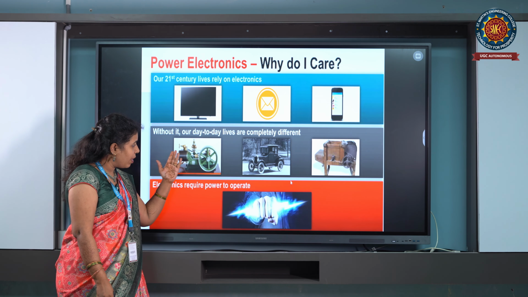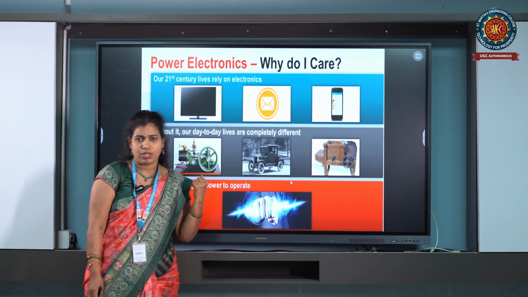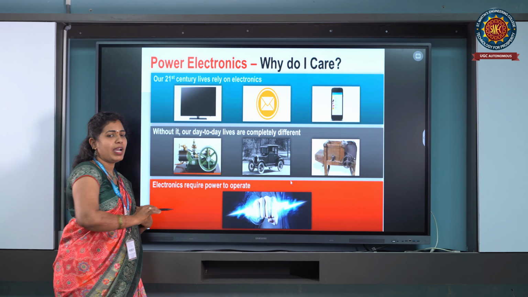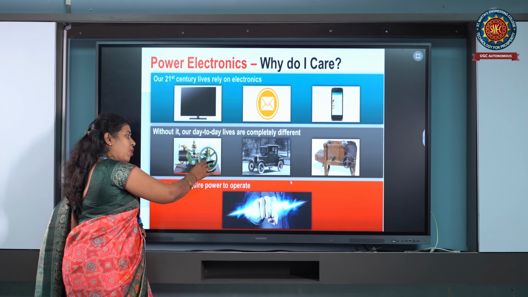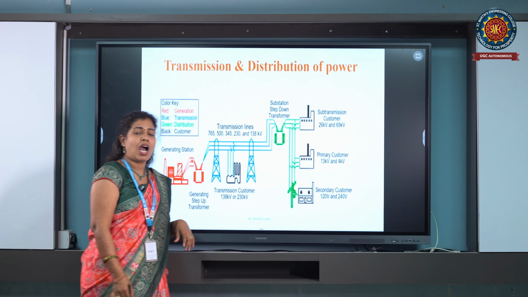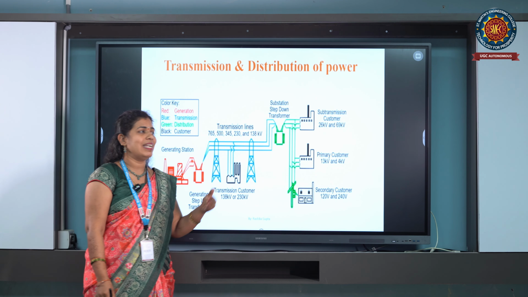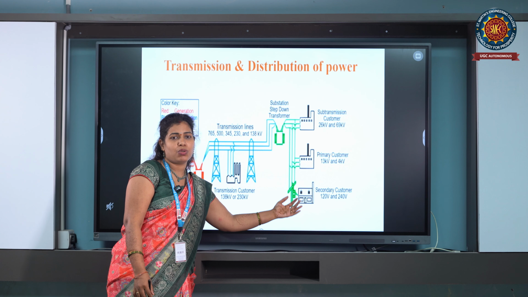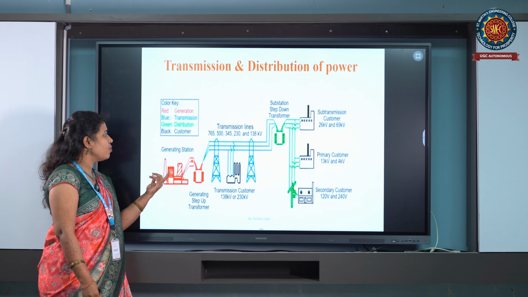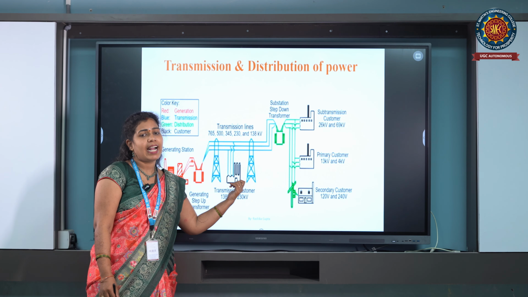When we are using an electronic device, we have to operate it, and that electronic device works depending upon the power. So what is meant by power, and how is the power generated, transmitted and distributed to the consumer end, and how are we going to use the power? First is power. Power is the product of voltage and current.